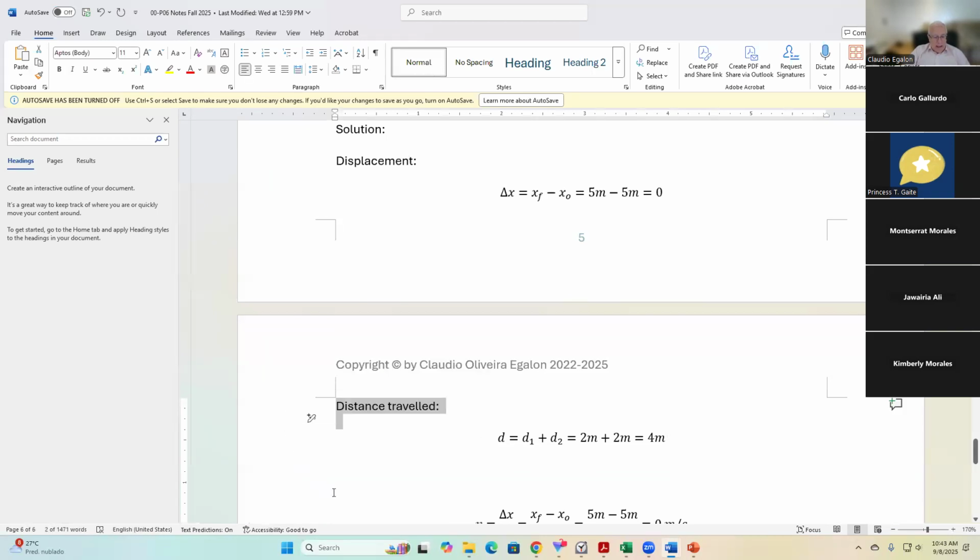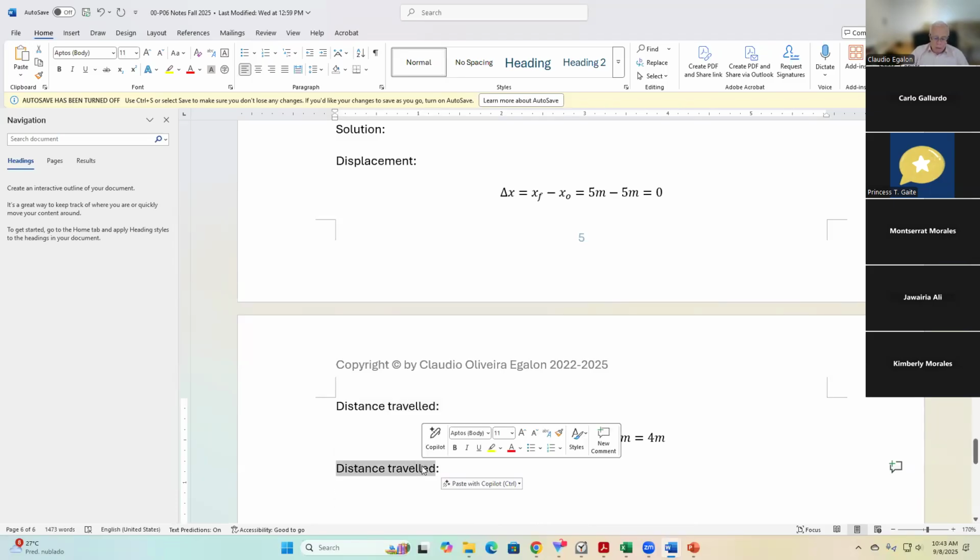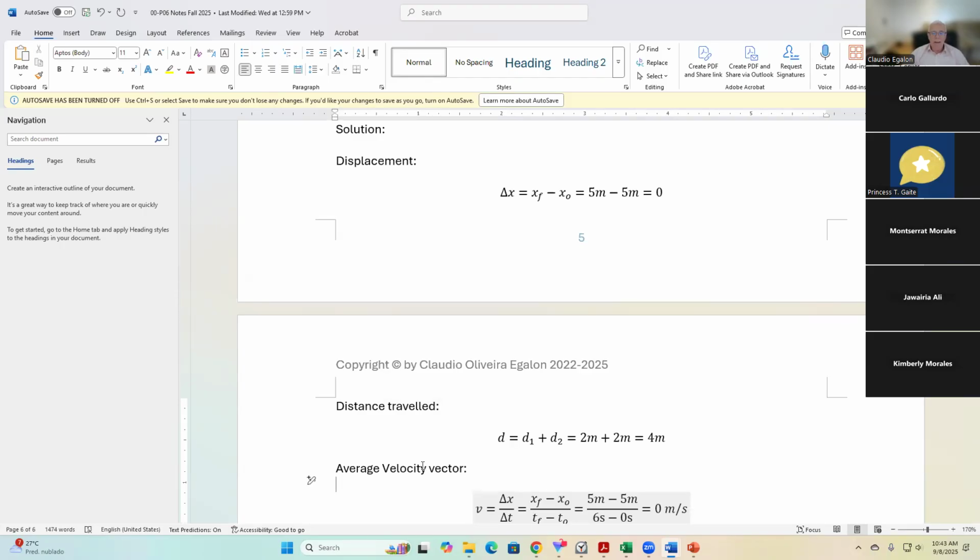And then we have average velocity vector, which was the first one that we did, right? You got delta x over delta t, 0 meters per second.